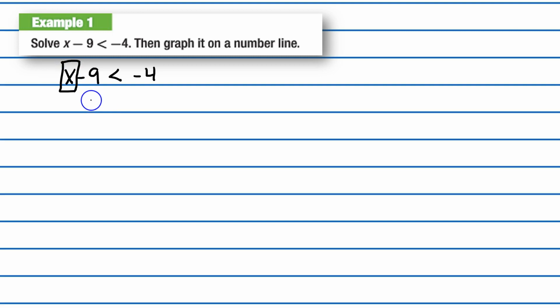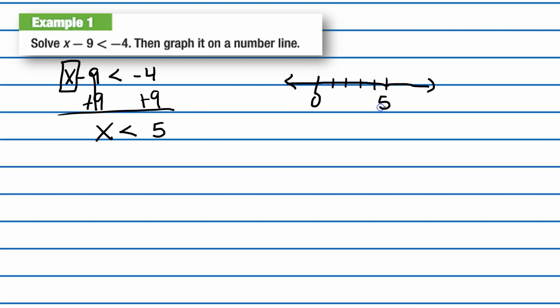I'm going to box my variable. Now I want to get the variable isolated, so I want to move this negative 9. The opposite of negative 9 is plus 9 to both sides. So x is less than 5. And they want us to graph this on a number line. So we have 0, 1, 2, 3, 4, 5, let's say here. So we're going to mark 5 here.